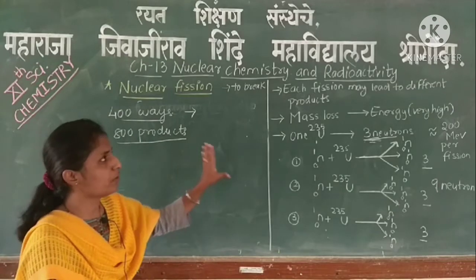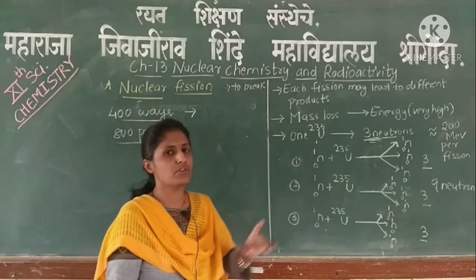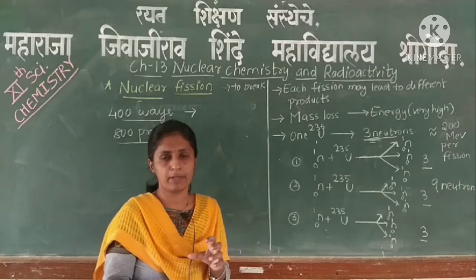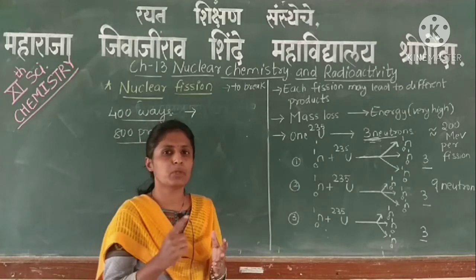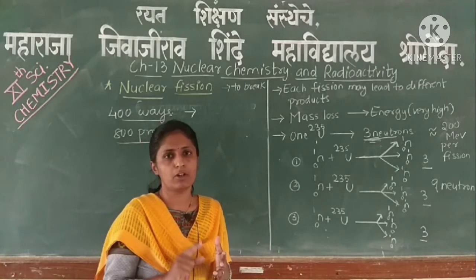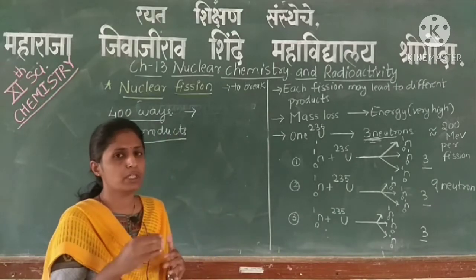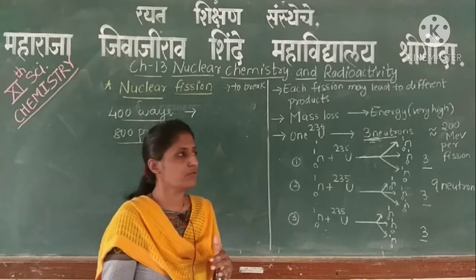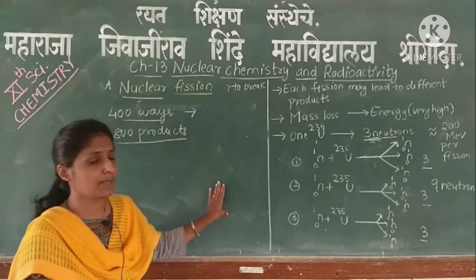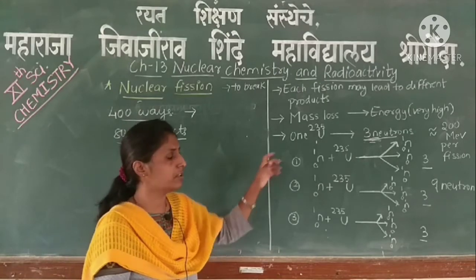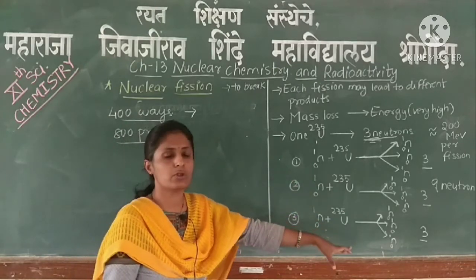So what we have concluded is that each time uranium is bombarded with neutrons, do you always get barium or krypton? No. Not always do you get barium and krypton. Each fission gives you some different products, but you get neutrons. Yes, 3 neutrons. One fission will give you 3 neutrons, and those 3 neutrons again give you how many neutrons?